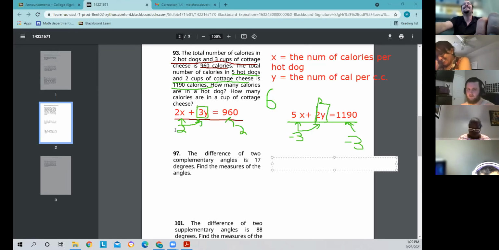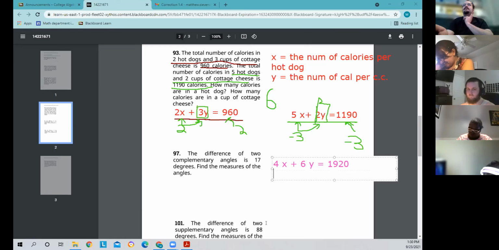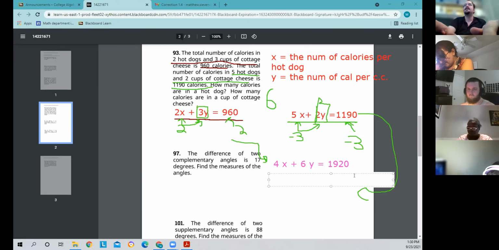So the first one would turn into 4x plus 6y equals 1920. That's 2 times 960. So just so people aren't confused, that's coming from that equation. Now we have to do this equation here. You probably got a positive 15. Negative, yeah. So it'll be negative 15x plus negative 6y equals negative 3,570. Yes, which is 3 times 1190.